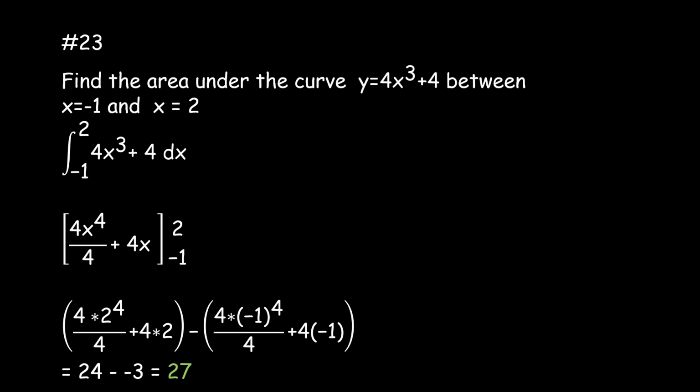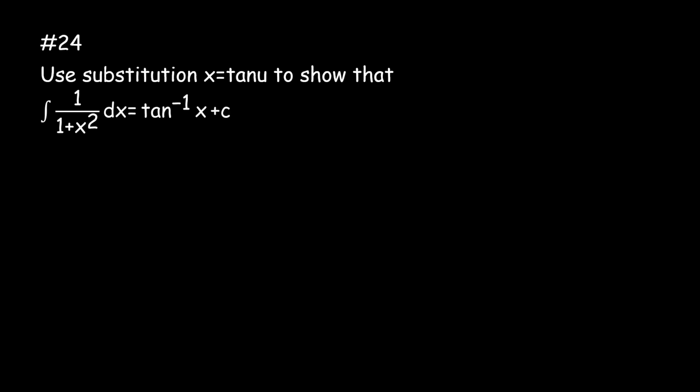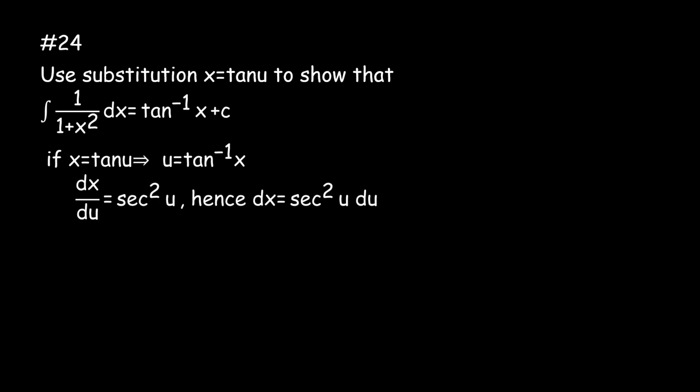Question number 24. We're going to use the substitution x equals tan u to show that the integral of 1 over 1 plus x squared dx is equal to tan inverse of x plus c. Okay, let's go ahead. If x is equal to tan u, it means that u is equal to tan inverse of x. But then what will be dx by du? If we differentiate tan u, we should get sec squared u. So we substitute this back into our original equation.